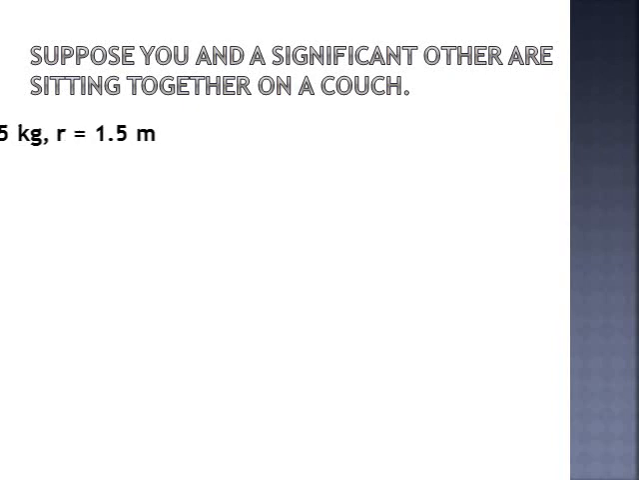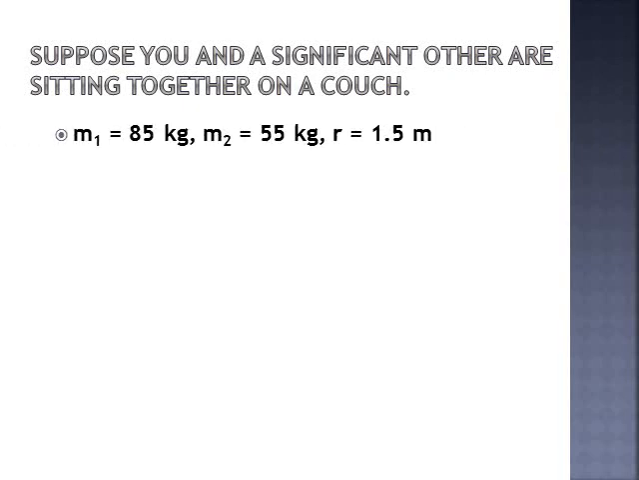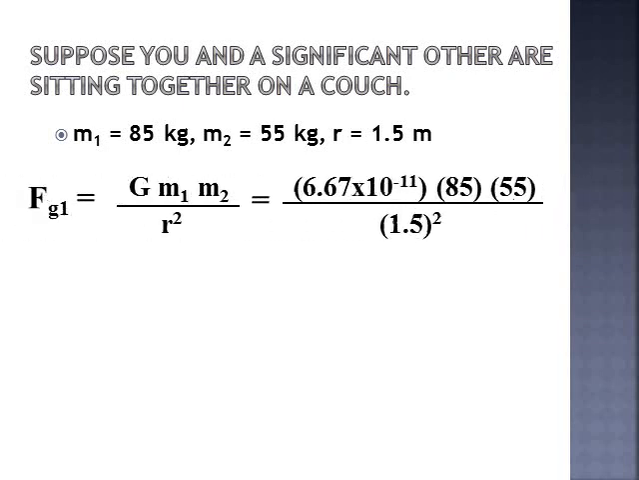Well, let's actually figure out how much gravitational force would be between the two. So we've got mass 1, average male about 85 kilograms, average female about 55 kilograms, and the two are about 1.5 meters apart, which is a good arm's length, arm's width between your hands. So we take the gravitational force equation, we go ahead and plug in our numbers, 6.67 times 10 to the negative 11 times 85 times 55 divided by 1.5 squared, and we get that the force of gravity between you two is going to be 0.000000139 newtons.